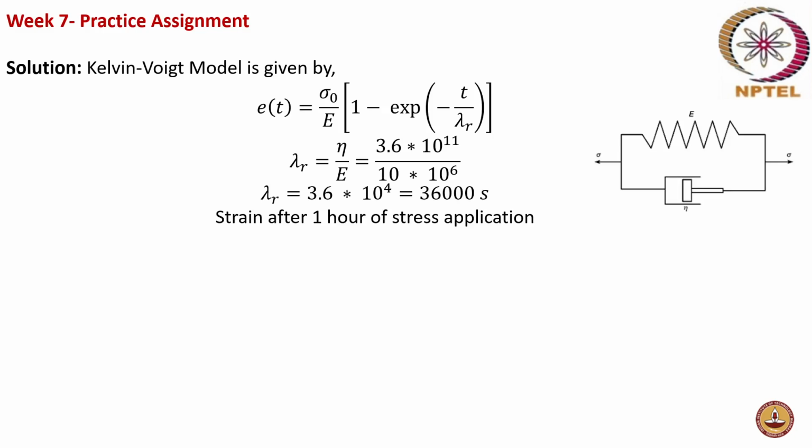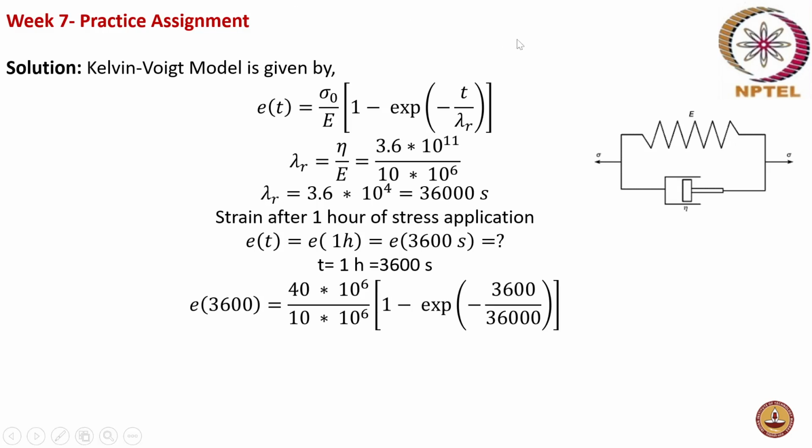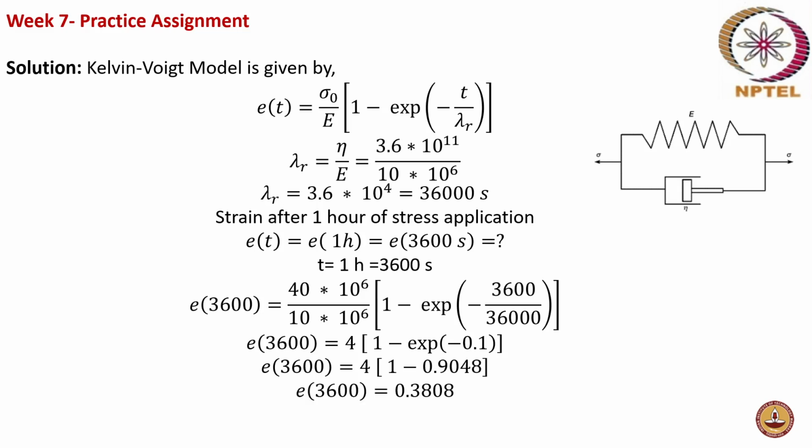Now they have asked for the strain after 1 hour of stress application. So epsilon of t is epsilon of 1 hour, that is epsilon at 3,600 seconds. You just put all the parameters in the expression of strain. Epsilon at 3,600 seconds is equal to 40 into 10 power 6 by 10 into 10 power 6 multiplied by 1 minus exponential of minus 3,600 by 36,000. That is nothing but 4 into 1 minus exponential of minus 0.1, so 4 into 1 minus 0.9048. So your strain at 3,600 seconds is 0.3808. So the strain after 1 hour of stress application is 0.3808.